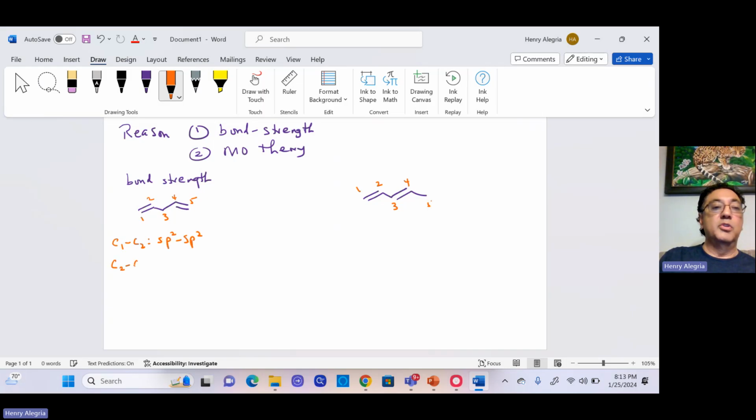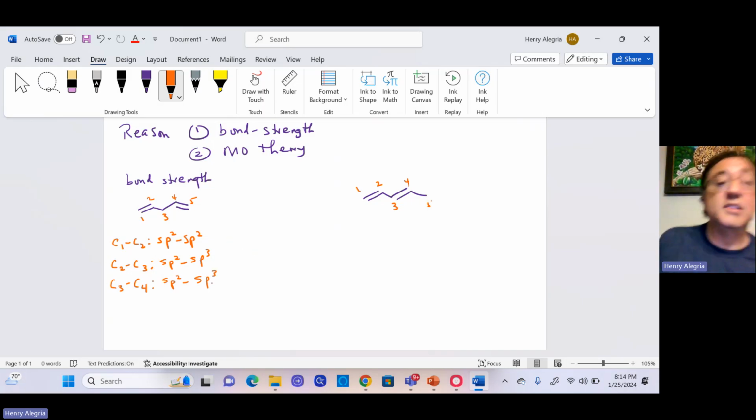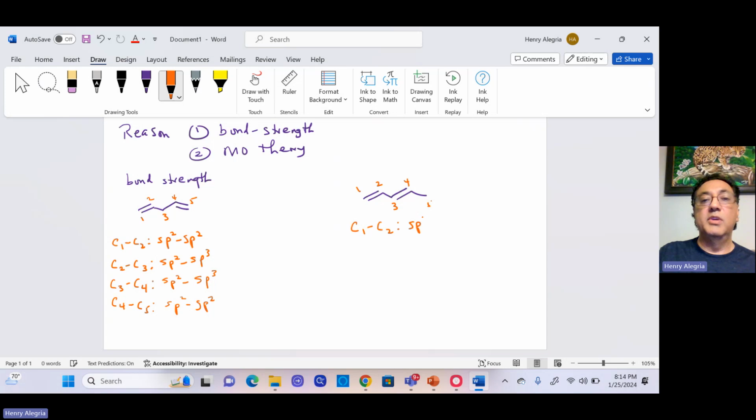When I look at carbon 2 to carbon 3, carbon 2 is sp2, carbon 3, however, is sp3. If I look at the carbon 3 to carbon 4 overlap, carbon 3 is sp3, carbon 4 is sp2. So just to keep it consistent, I'll say sp2 to sp3. Again, clarifying that the sp2 is for the C4 and the sp3 is for the C3, but just to keep it consistent. And then the C4 to C5 overlap, both carbons 4 and 5 are sp2 hybridized, so therefore sp2, sp2.